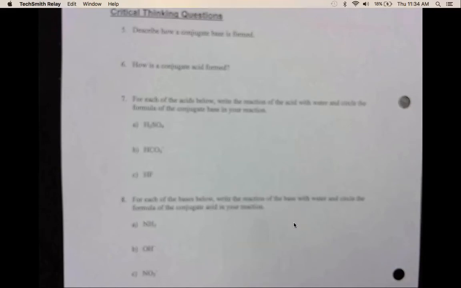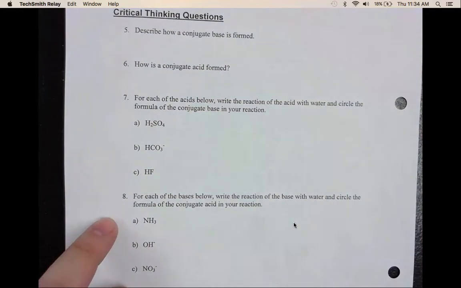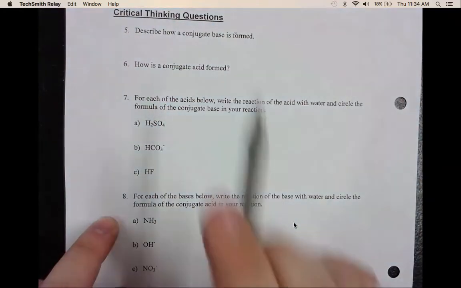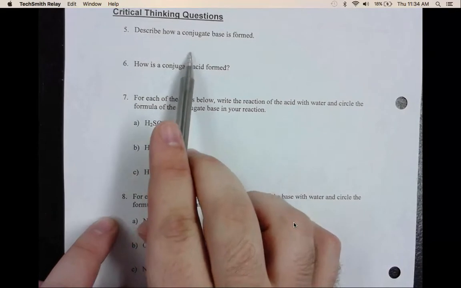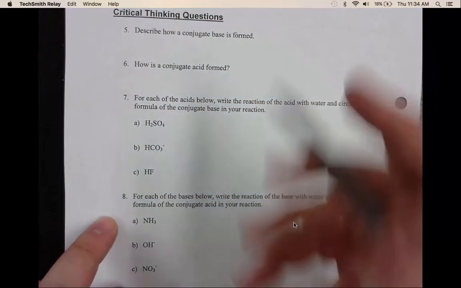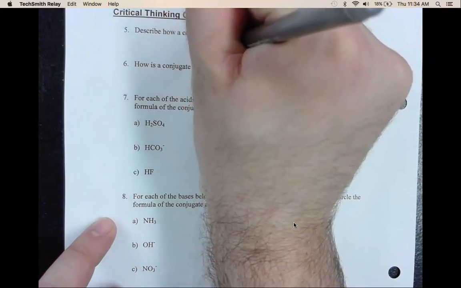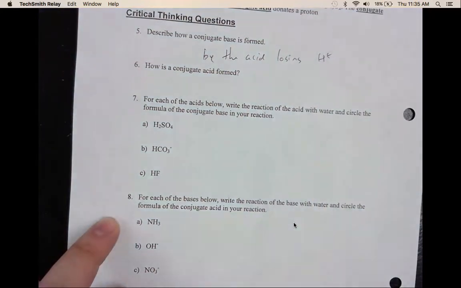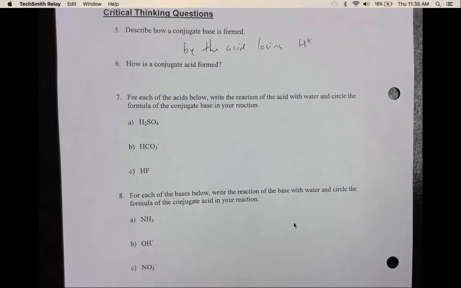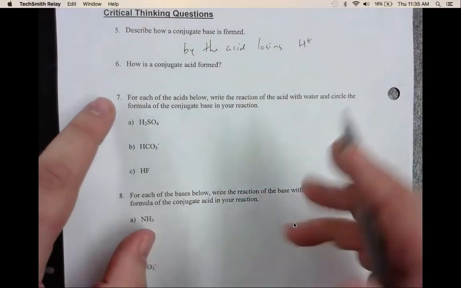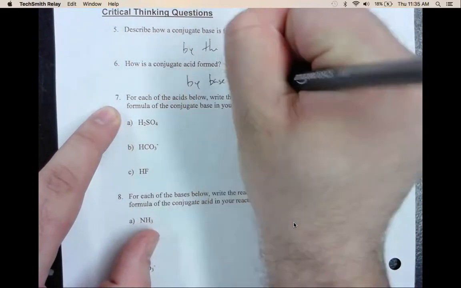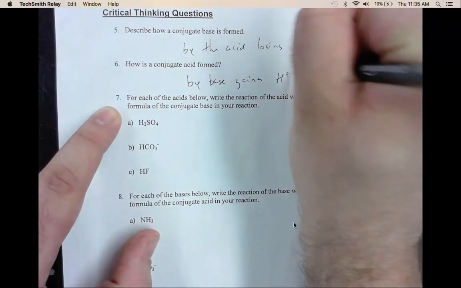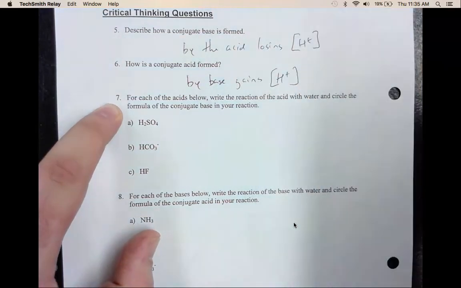The second page starts off with some information on conjugate acids and bases. So if you read through the information, you find your definitions to answer 5 and 6. For 5 and 6, we know it's a conjugate base because it's always formed by the acid losing the hydronium ion, which is H plus. Conjugate acids are always formed when the base gains a hydronium ion. And remember, we put brackets around it to symbolize concentration.